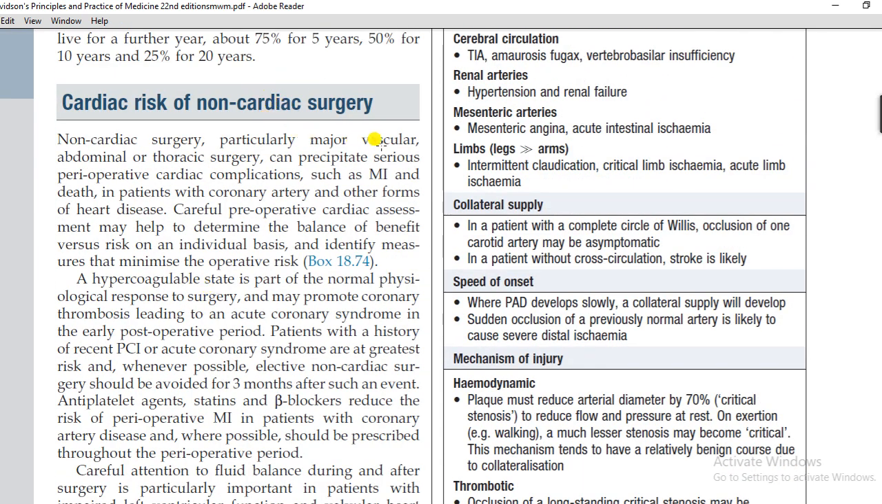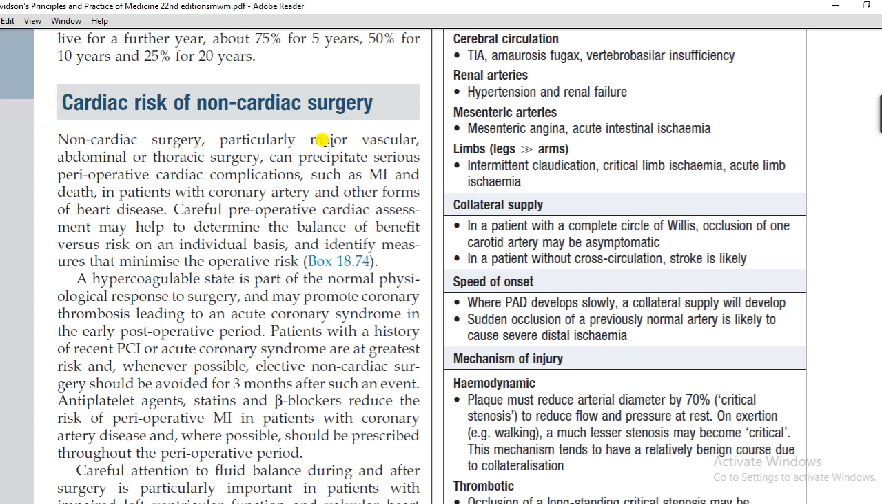Non-cardiac surgery, particularly major vascular, abdominal or thoracic surgery, can precipitate serious perioperative cardiac complications. It is surgery of another part of the body, but it can lead to damage of the heart. How? We're going to study this.